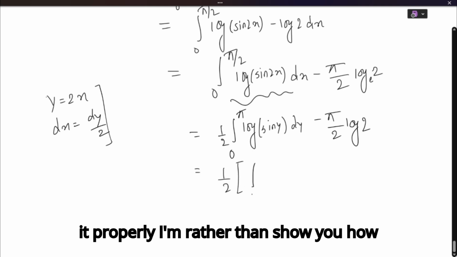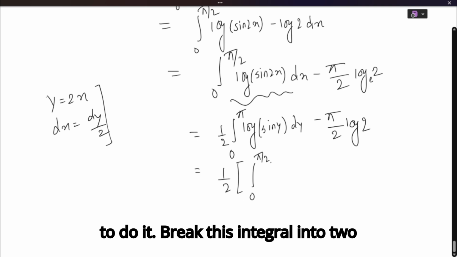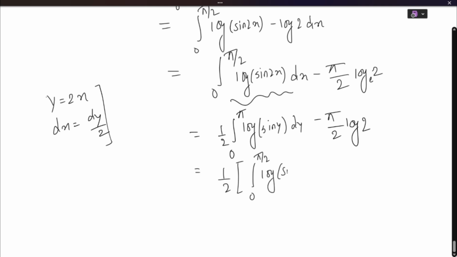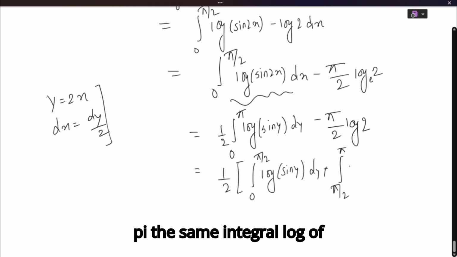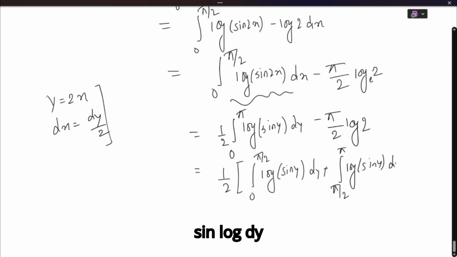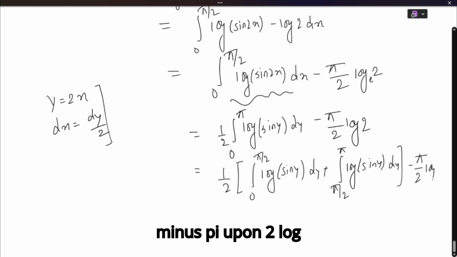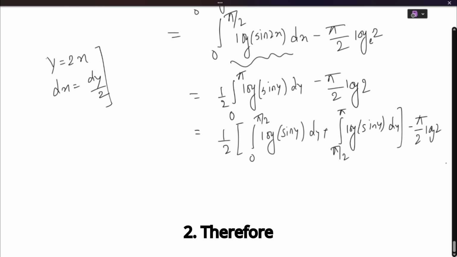I'm rather going to show you how to do it. Break this integral into two different integrals, from 0 to pi by 2 dy, and from pi by 2 to pi, the same integral, log of sine y dy, minus pi upon 2 log 2. Okay.